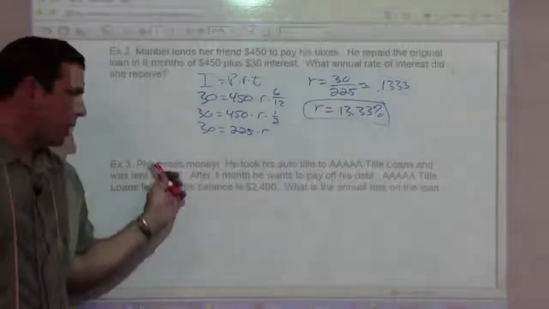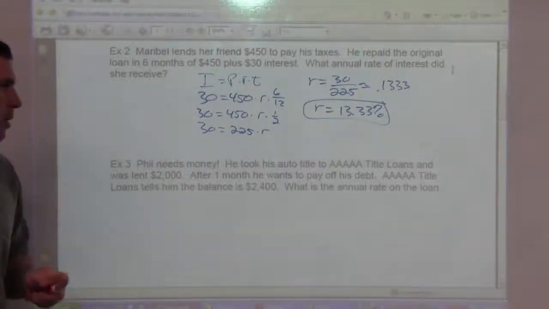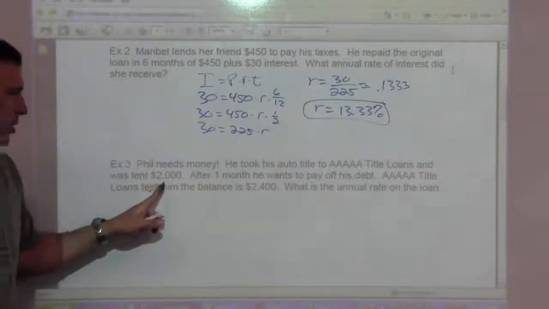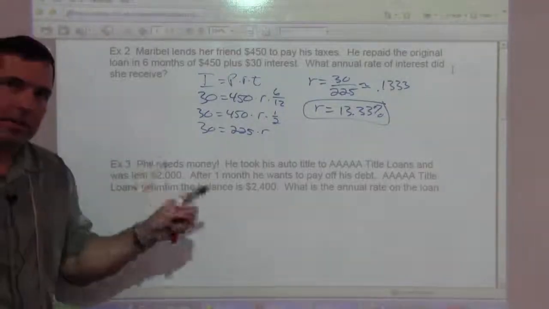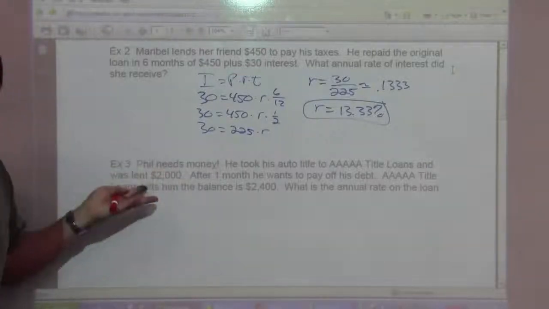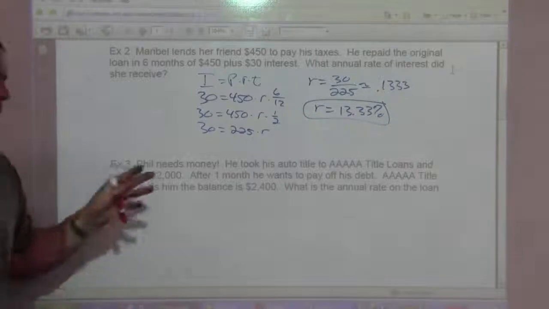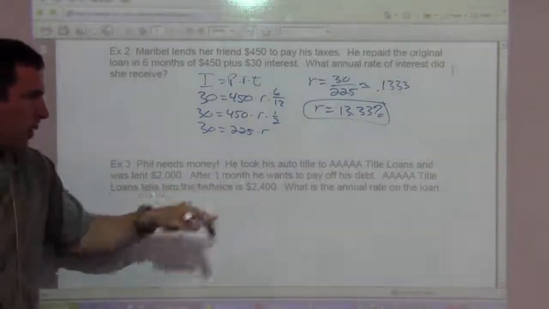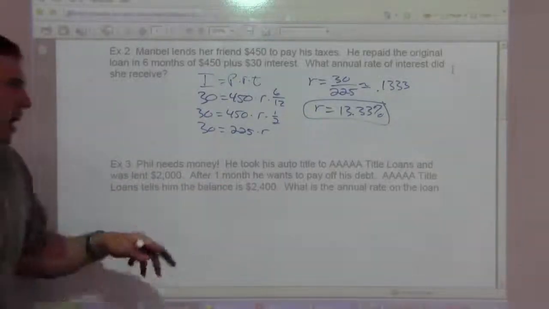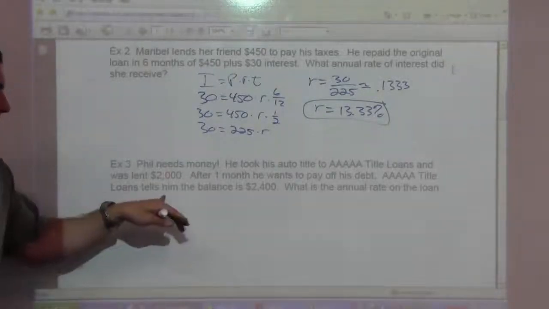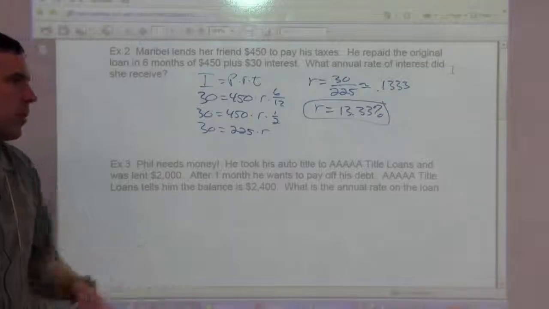Okay, next one. Phil needs money. He took an auto title loan at AAAA Title Loans and was lent $2,000. Now I based this story off of an encounter I had with an acquaintance. After 1 month, he wants to pay off his debt. AAAA Title Loans tells him the balance is $2,400. What is the annual rate?